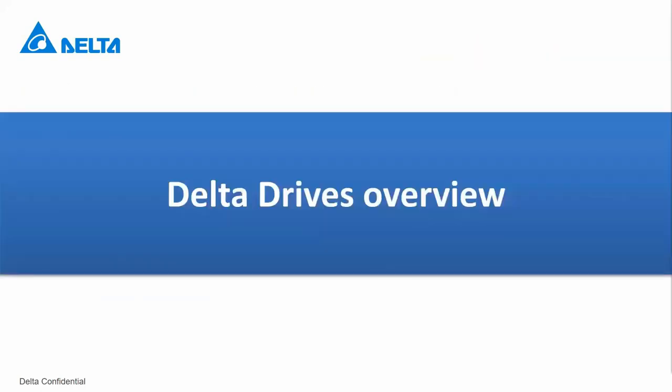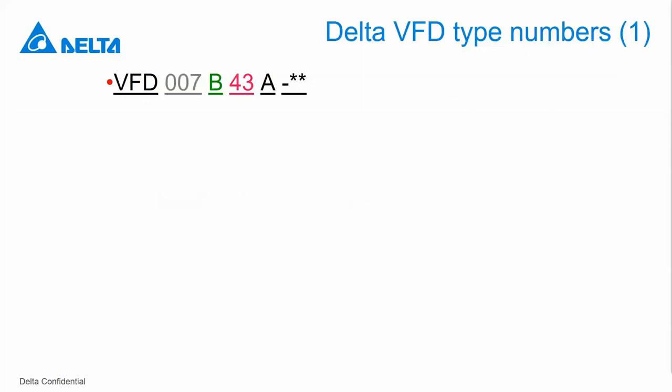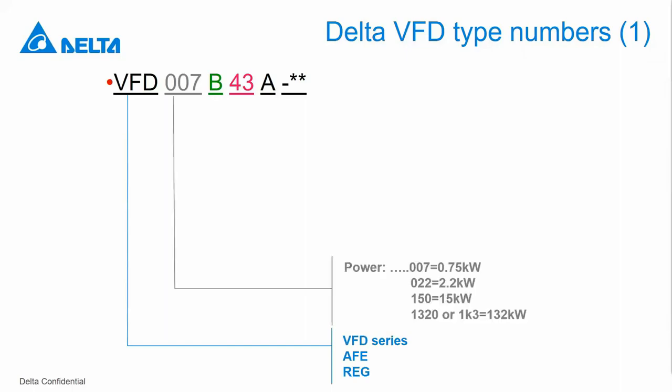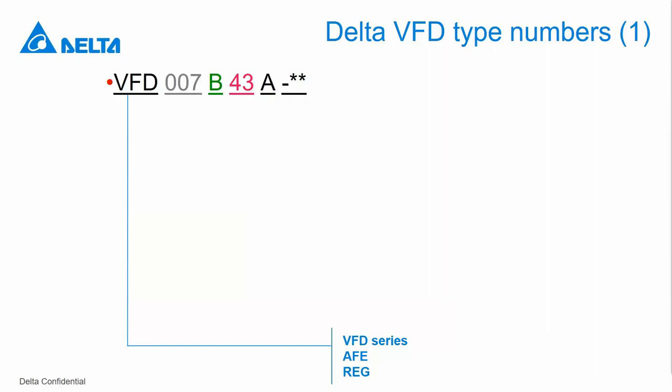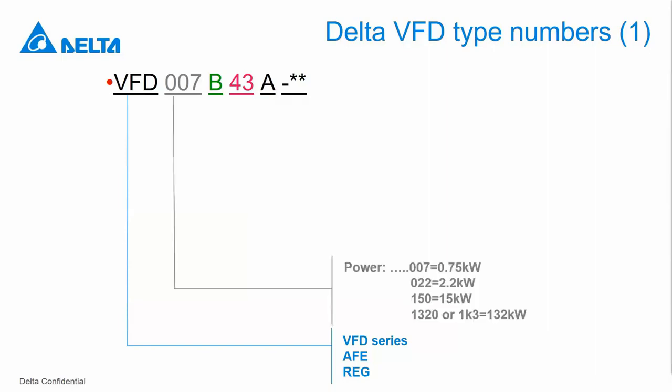Okay, so moving on. I'll just give you a quick introduction to how the type numbers are composed in Delta drives. This is the old style of type numbers, which is based on drive power. So you have the VFD for variable frequency drives. You can also have the active front end or regenerative units, but I will not present those in this presentation. If you want more information on that, then we can discuss them separately.